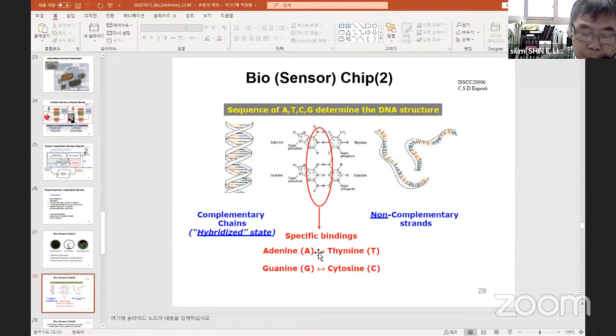There is a DNA sequence. A sequence of adenine, thymine, guanine, and cytosine determines the DNA structure. DNA is structured by the sequence of complementary chains, as shown on the left side. There we have a specific binding of the adenine-thymine pair and also the guanine-cytosine pair.